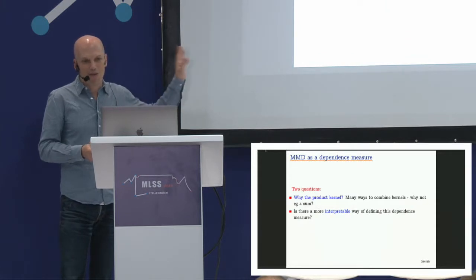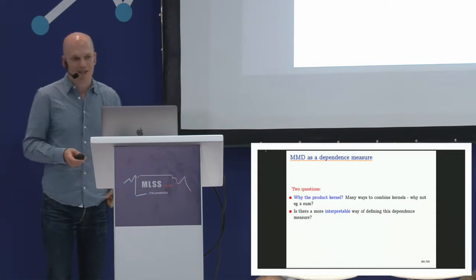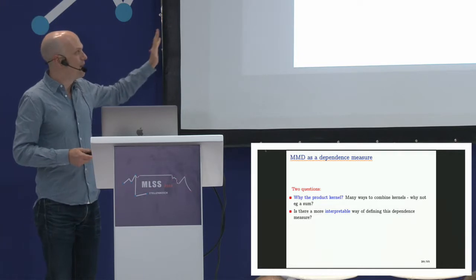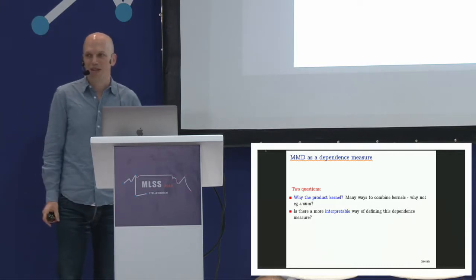Okay, so first of all, why the product kernel? I've actually answered a little bit of that question already, but the more interpretable way of defining the dependence measure is also very important.